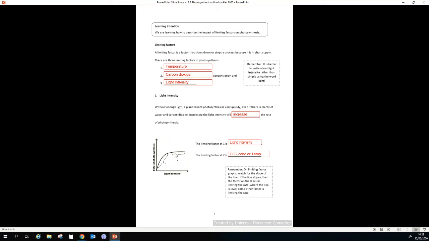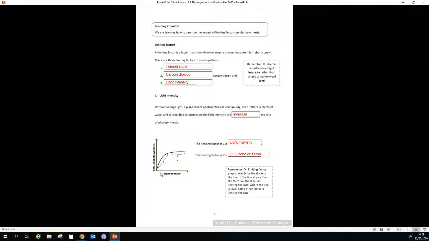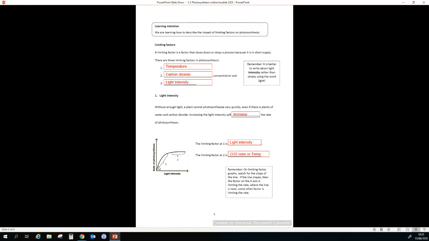So my two rules are, if the line is going up or going down, then whatever's on the x-axis is your limiting factor. So the line here is going up, which means it doesn't matter what else is on the graph. Light intensity, what's written there, is the limiting factor. If that was carbon dioxide concentration, it would be the limiting factor. If that was temperature, it would be the limiting factor. If it was number of bumblebees, it doesn't matter. What this shows is that as you move along the x-axis for number of bumblebees, the rate of photosynthesis, for some reason, goes up.